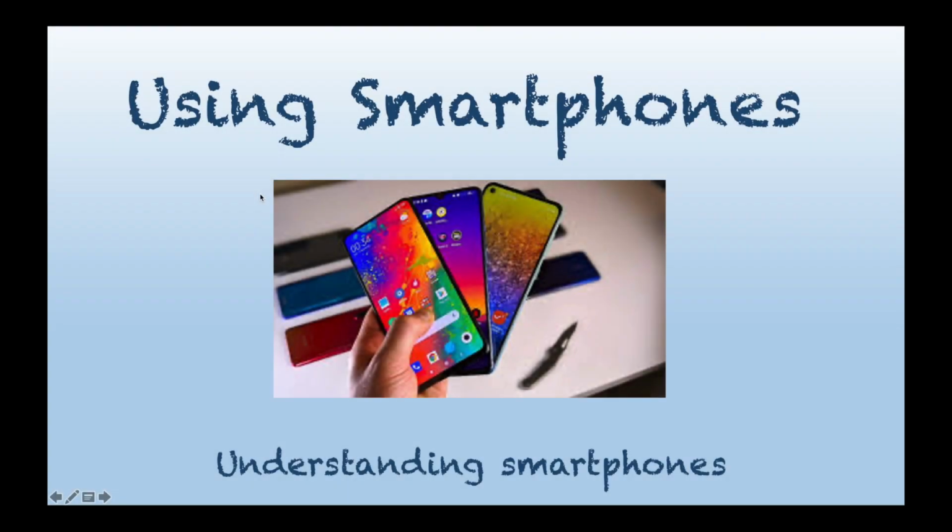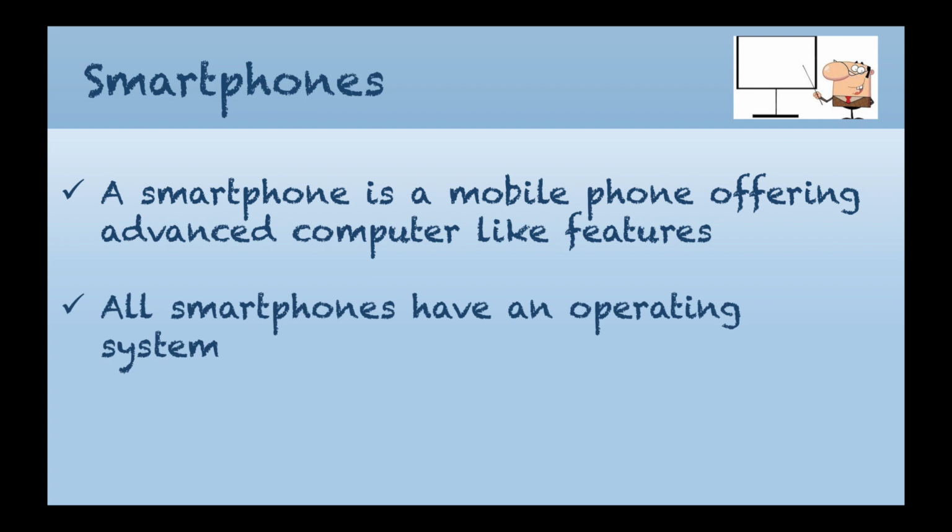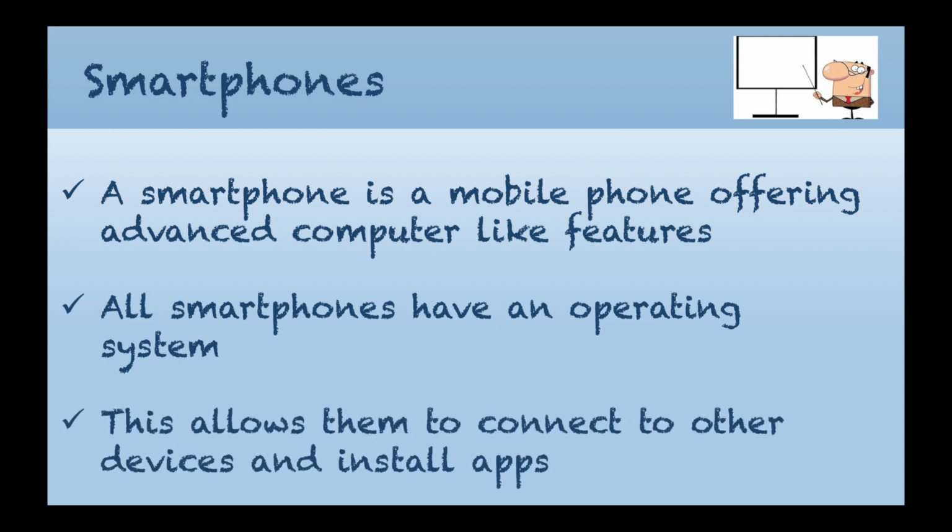Before we look at installing the cloud apps, I want to talk a little bit about the smartphone and understanding a little bit about the smartphone. A smartphone is a mobile phone offering advanced computer-like features. All smartphones have an operating system. We will be covering operating systems in further sessions. And these allow them to connect to other devices and install apps. I'm sure you've all heard of the word app before, and we'll talk a little bit more about that in a second.